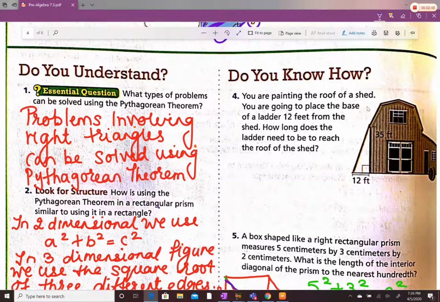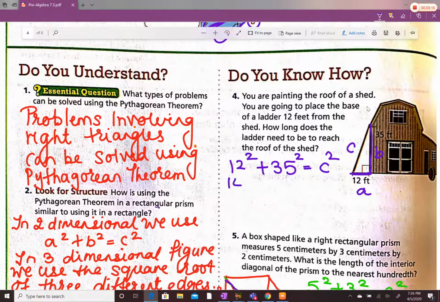You are painting the roof of a shed. You are going to place the base of a ladder at 12 feet. So this is 12 feet, and I can take this as A. This is 35 feet, so I can take this as B. It doesn't matter which is A and B, I need to find the C. Easy. It's a two-dimensional figure. So 12 squared plus 35 squared is equal to C squared.